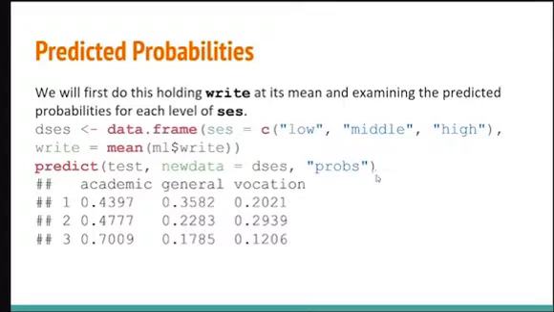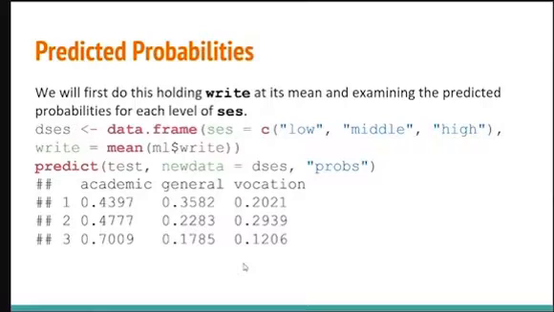Now, what do I want to do? I want to predict the probability of students that we actually consider academic, general, vocation in each socio-economic class. Now, the first one, socio-economic class 1, what do I call that? Low. In the low socio-economic class, 0.4397 of the students we consider academic program, 0.3582 we consider general, and 0.2021 we consider vocation. I also estimate the probability for the middle class and also for the high class.